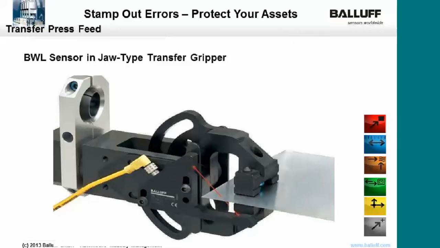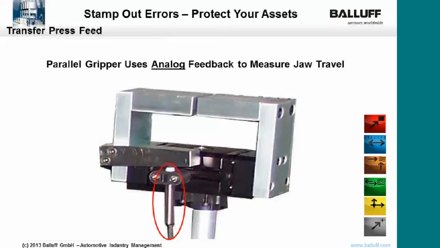There you can see the top and bottom of the jaw firmly grasping the metal blank and the sensor detecting when the blank is in place. Here's a parallel gripper using an analog feedback sensor to measure the travel of the jaw. You'll see the analog prox with the circle around it. You'll also see a tapered metal target.